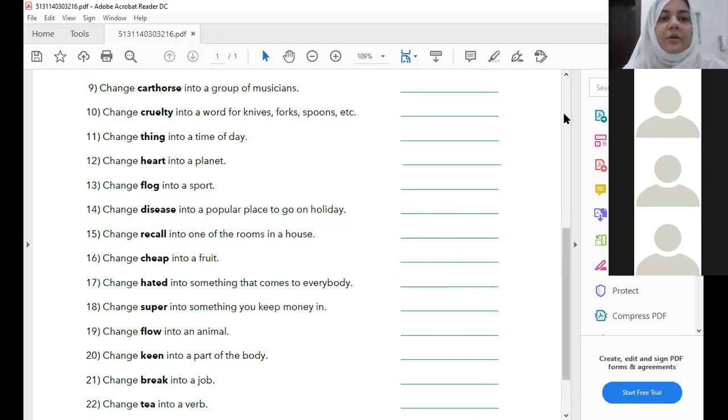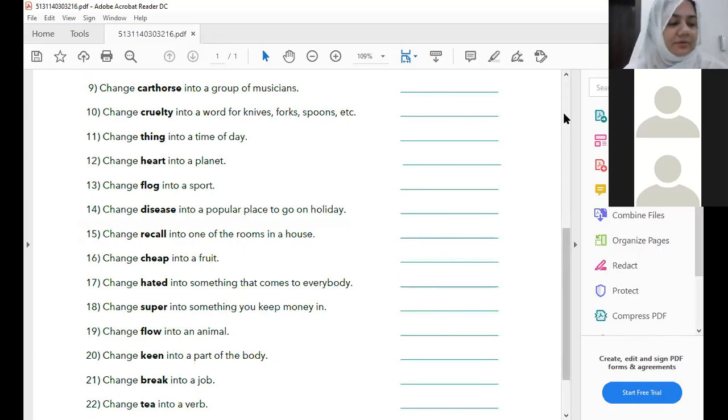Okay, beta. Now change card throws into a group of musicians. What is a group of musicians called? Orchestra. Okay. Change plurality into a word for knives, forks, spoons, etc.